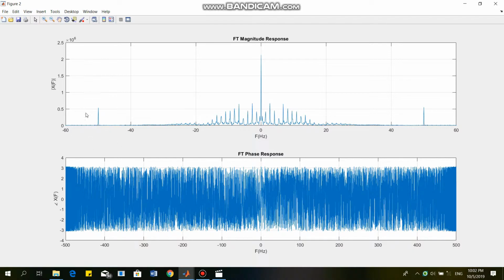some disturbance, which is the noise, disturbs the signal from -60 to -40 and from 40 to 60. So the fluctuation of signals is large, and from the phase response we can clearly see the noise is affecting the signal flow.